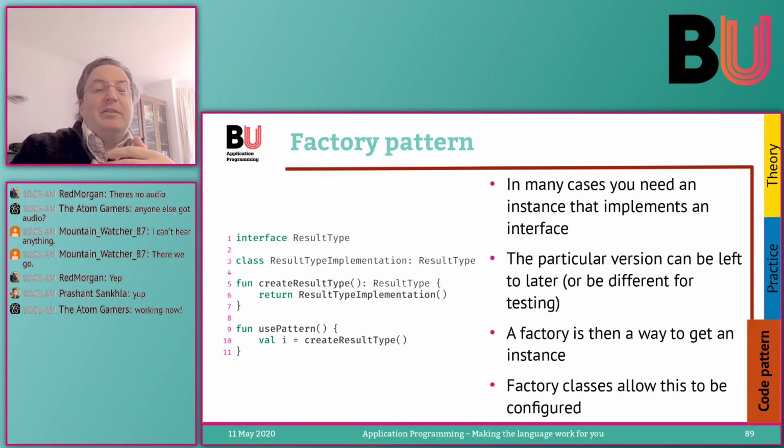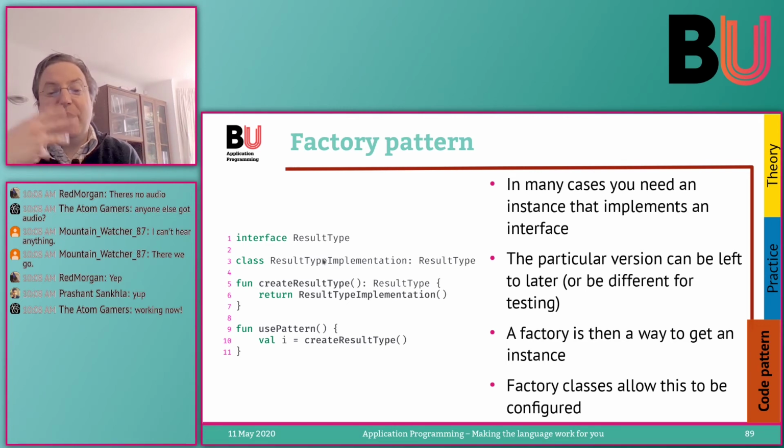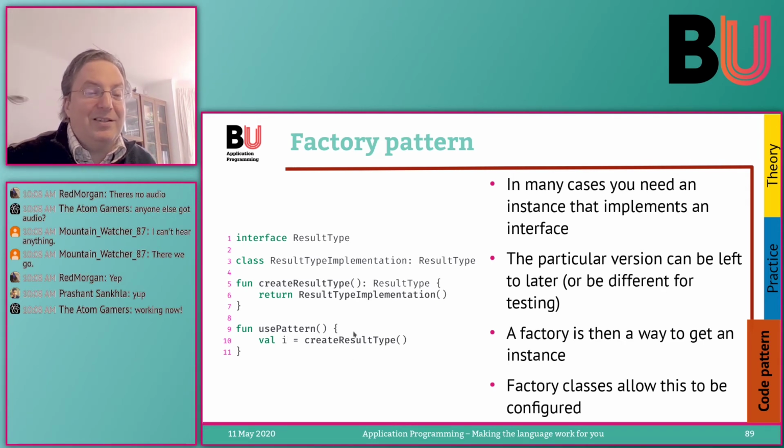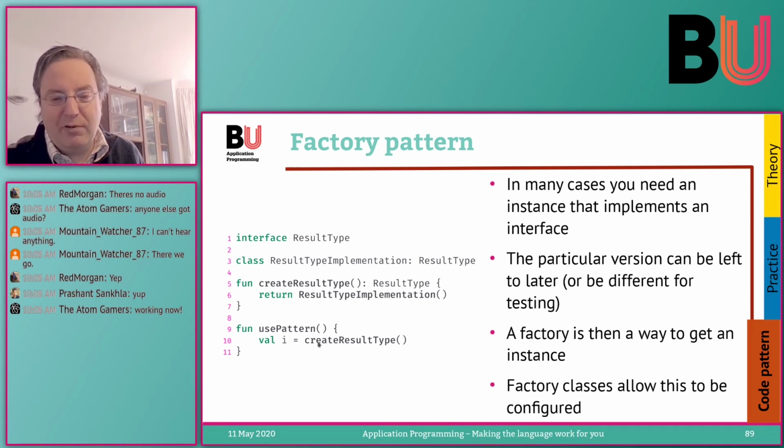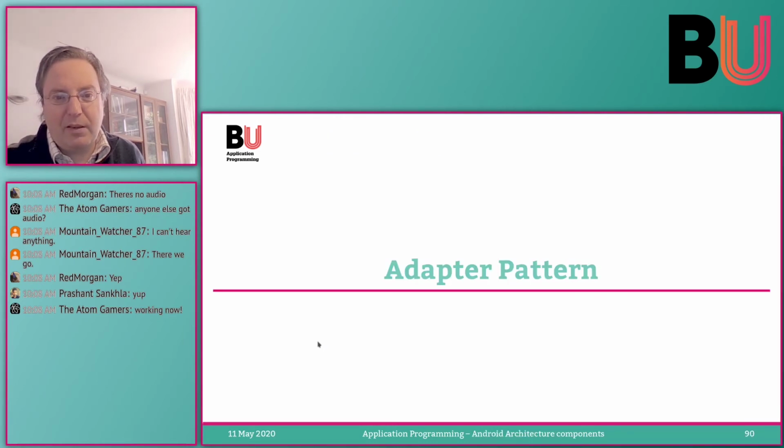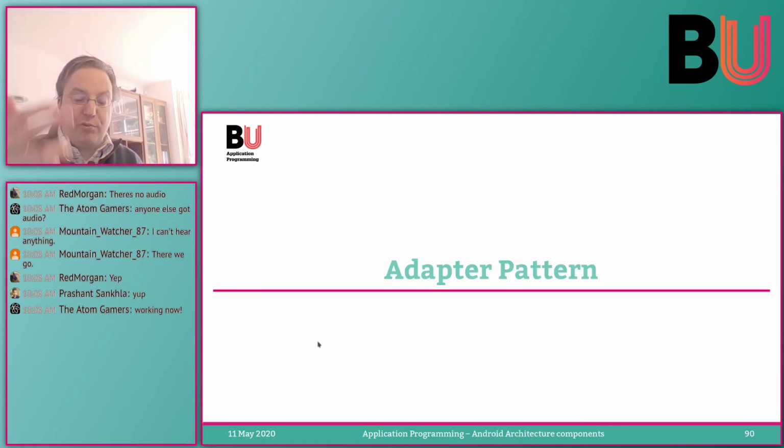If you want to create an interface of type result type, you can then say, okay, create the result type function that will actually give you the implementation. The implementation can be private to the file that provides the factory. In this case it's not, but it could be. And then when you use it, you just get an instance of a result type interface by calling the function. You don't get to decide the implementation. Factories are quite common.